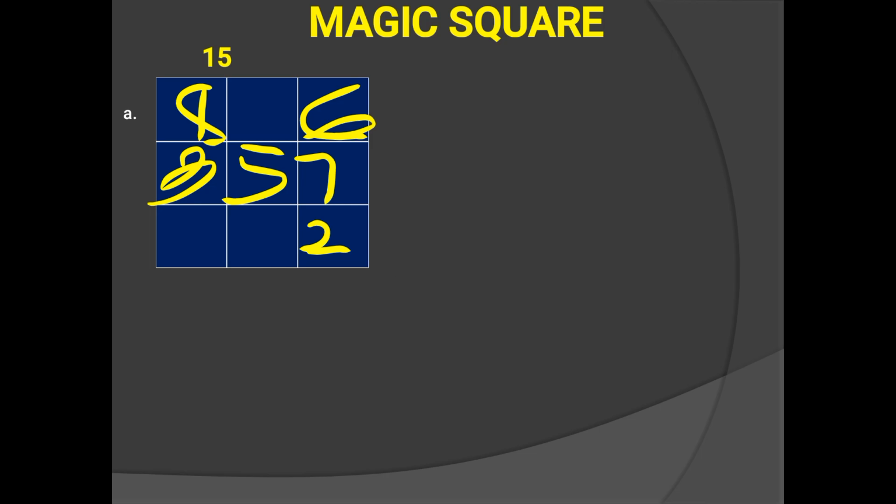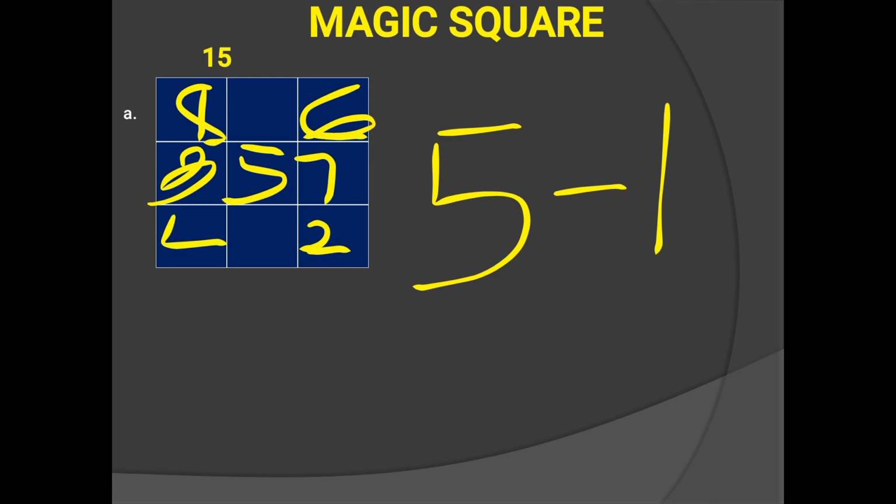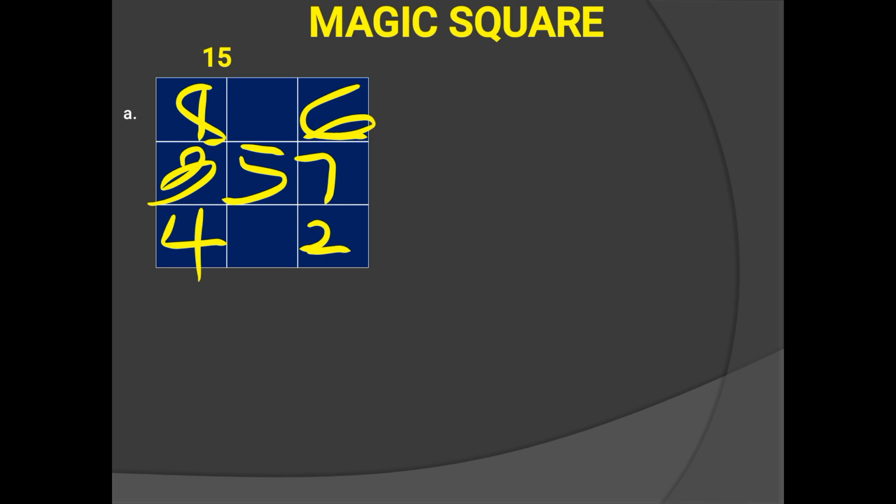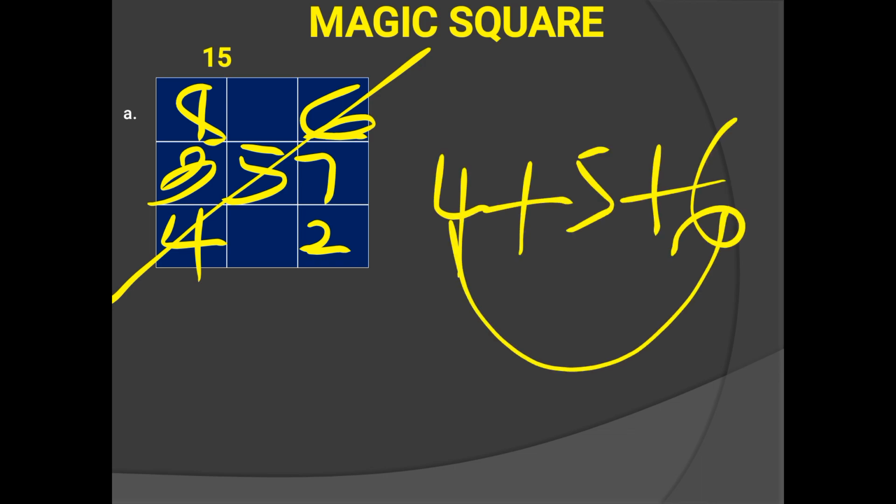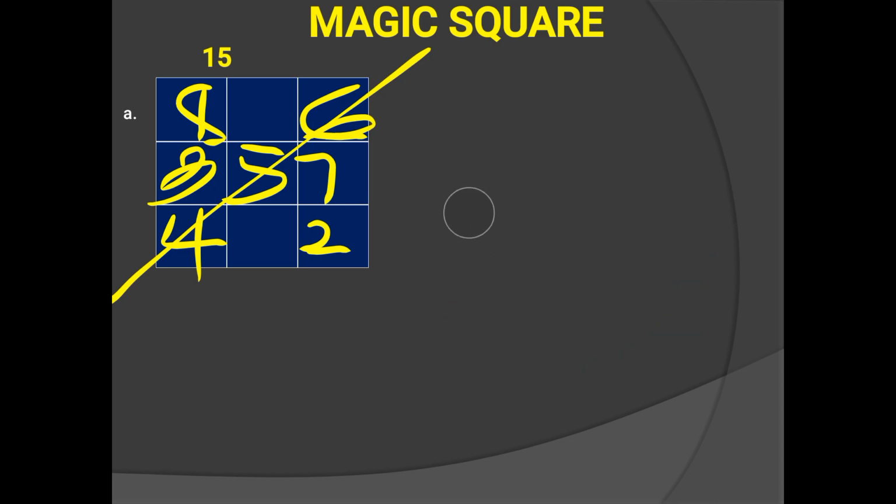Great. Now we continue. We have added 1. So what do we do next? We subtract 1. So 5 minus 1 will give us 4. We put the 4 here. Now let's check if it also gives us 15. We have 4 plus 5 plus 6. 4 plus 6 is what? 10. 10 plus 5 is 15. That's also correct.